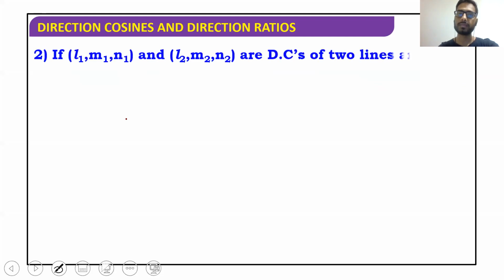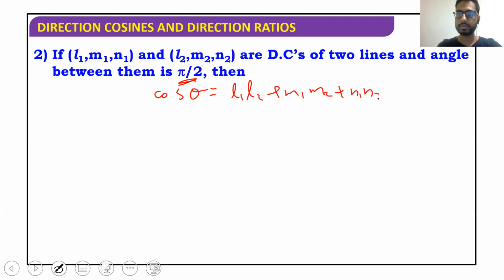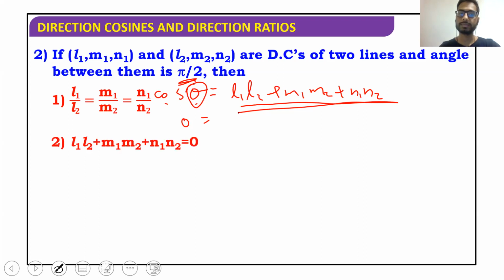Let's see the second question. In the second question, we have direction cosines L1, M1, N1 and L2, M2, N2, and the angle is given as pi by 2. Pi by 2 means 90 degrees, and we know that cos of theta is equal to L1 L2 plus M1 M2 plus N1 N2. If I substitute pi by 2, that's 90 over here. Cos of 90 is equal to 0. Therefore, I can say that this particular ratio is 0. Therefore, my correct answer would be this.